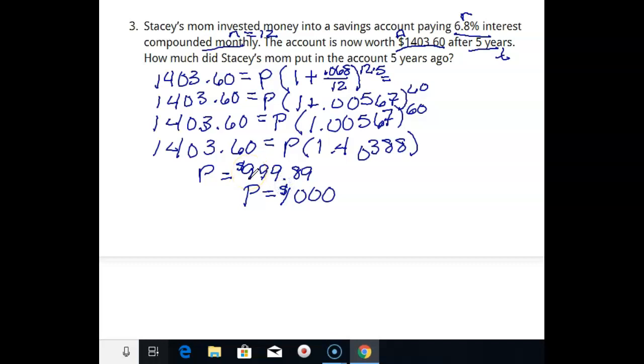All right, in the next video, because this one's dragging on, I will show you how to calculate continuous interest, which is really pretty easy.